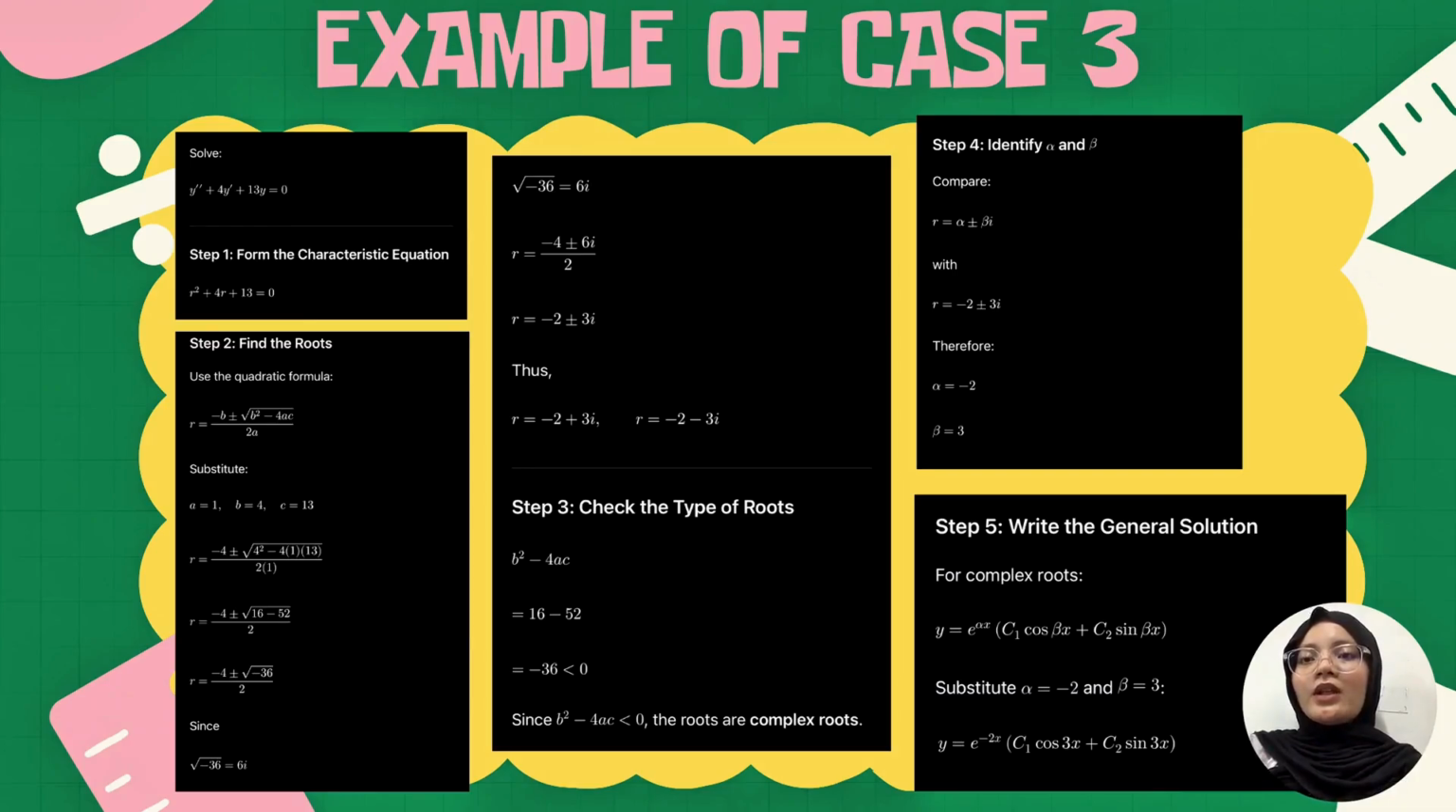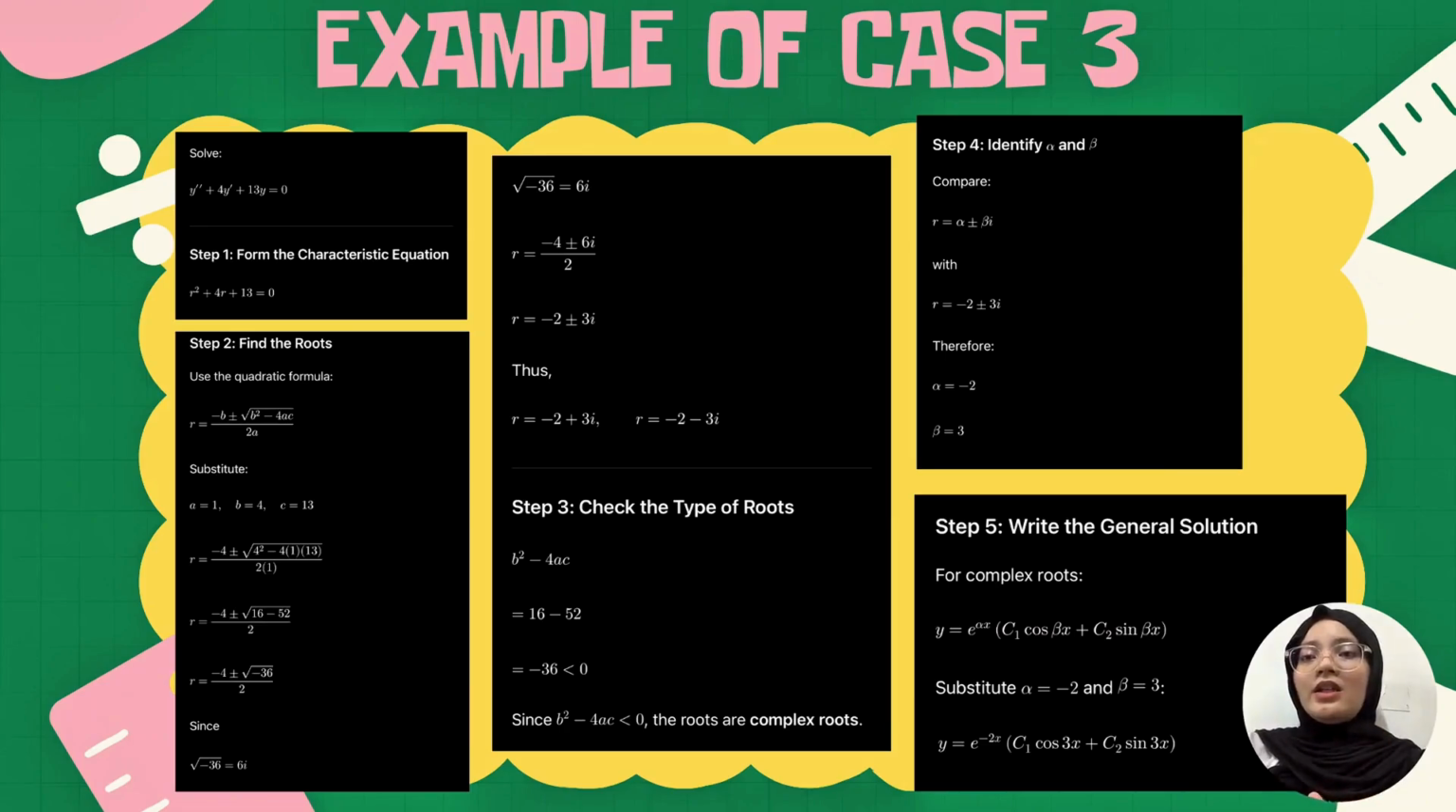Next, we need to identify the alpha and the beta for this question. So we need to compare alpha plus minus beta i with r is equal to negative 2 plus minus 3i that we got earlier. So therefore we get alpha is equal to negative 2 and beta is 3.